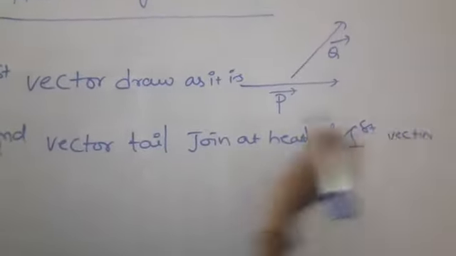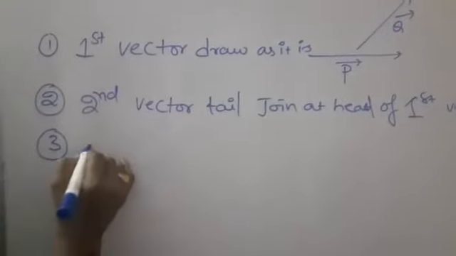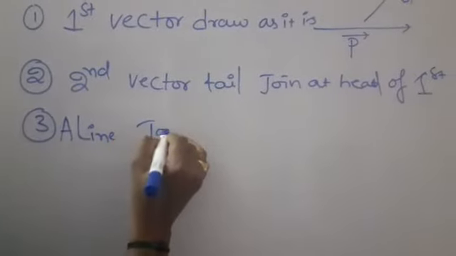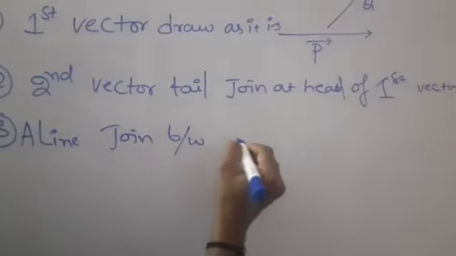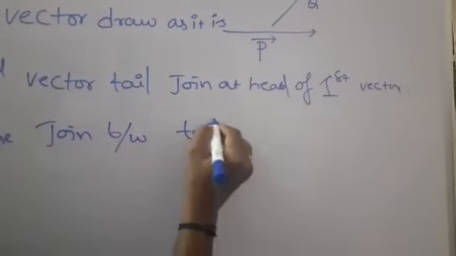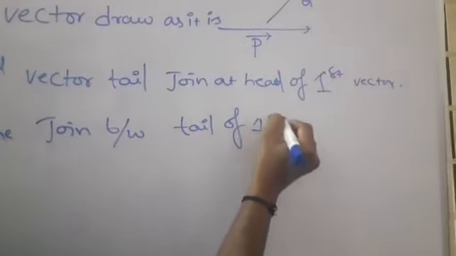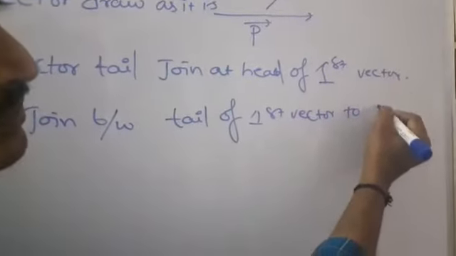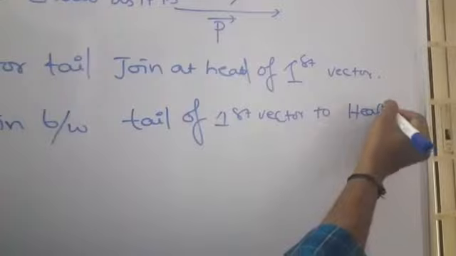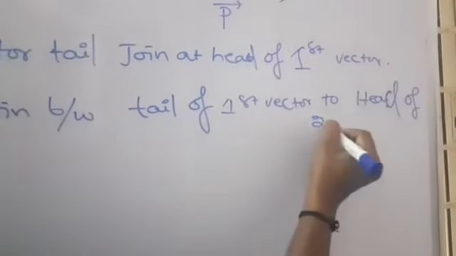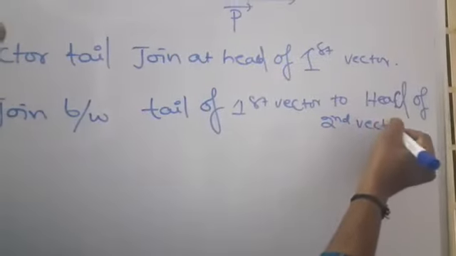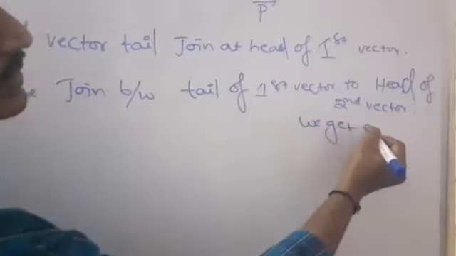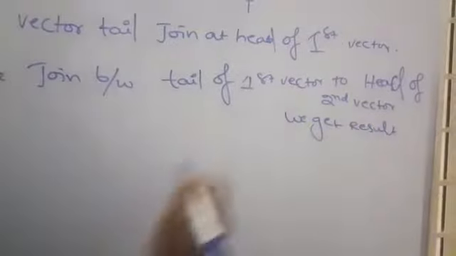Next, a line is joined between the tail of the first vector to the head of the second vector. So we get the result. These are the conditions.